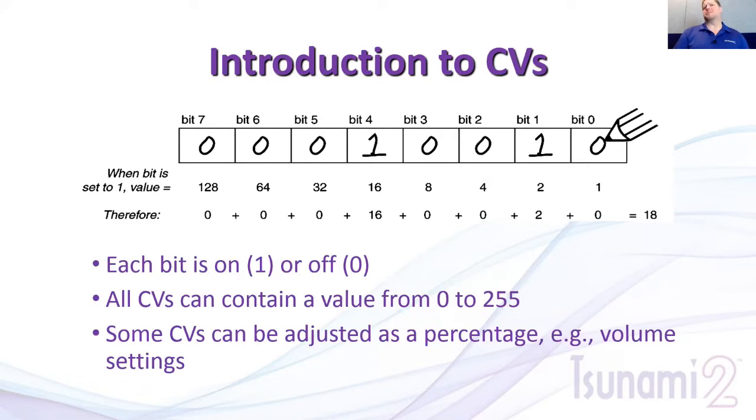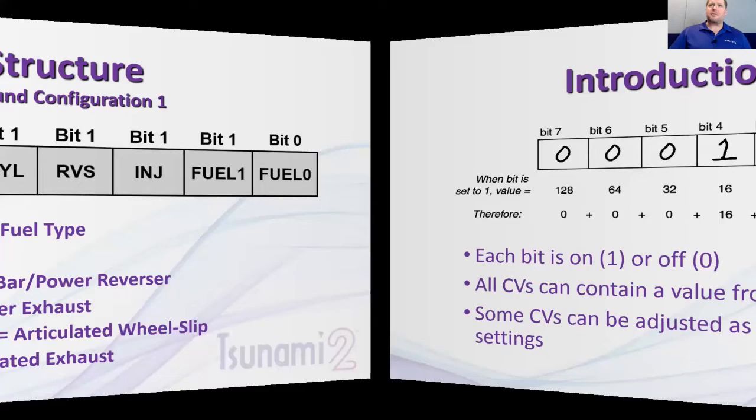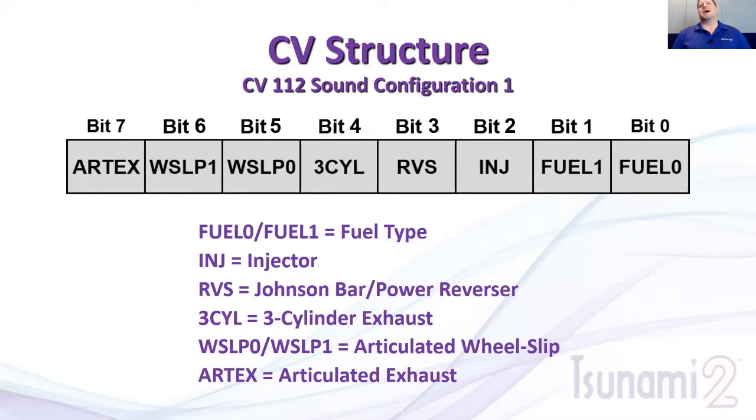Now, there are some CVs that can be used as a simple percentage. For example, volume control. Volume is 0 to 255, basically 0 to 100%. The bits are still structured exactly the same way, but the meaning of that CV is unique in that we've programmed it so that 0 to 255 equals 0 to 100%. Now, there are other CVs where each bit has a particular purpose. In this particular example, I took CV 112 out of our Tsunami 2, and this shows you how the structure is. Each of those has a purpose, and if you look at the definition inside of there, the first 2 bits, the combination of those 2, determine the fuel type.